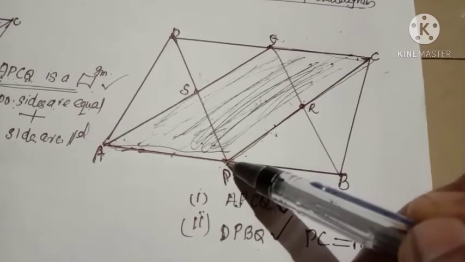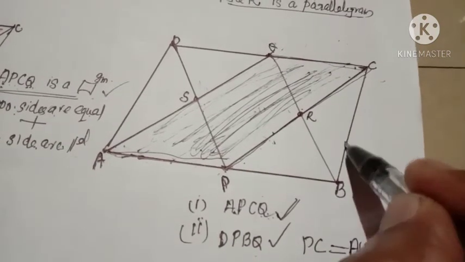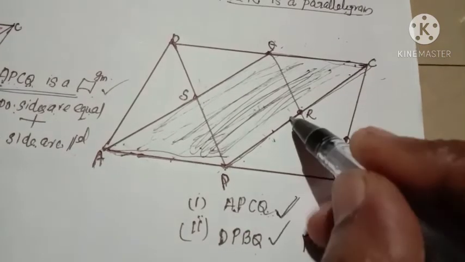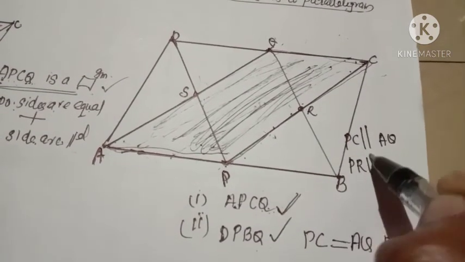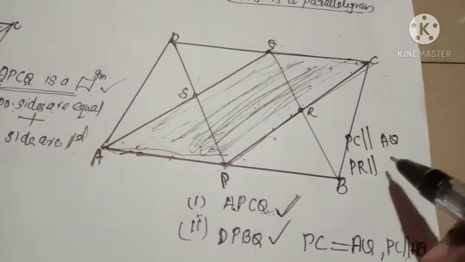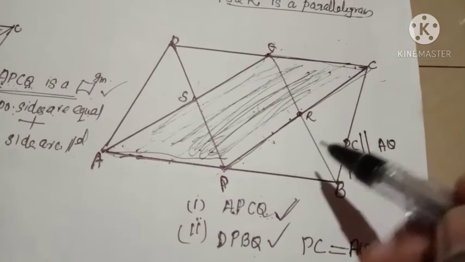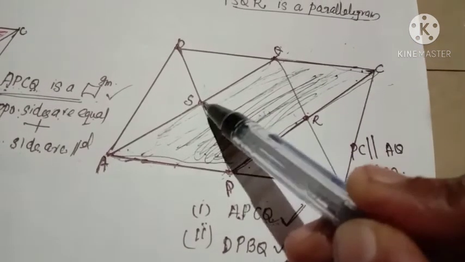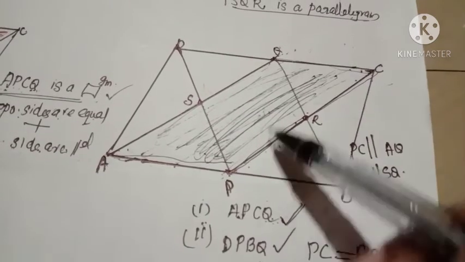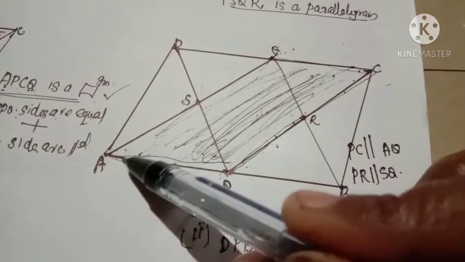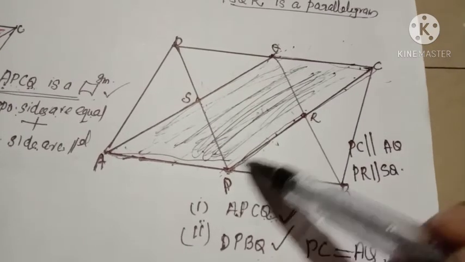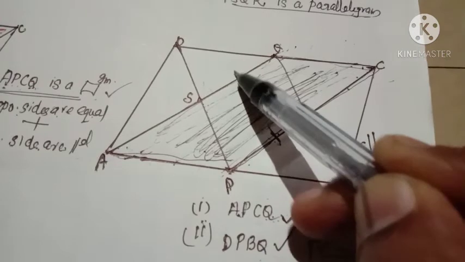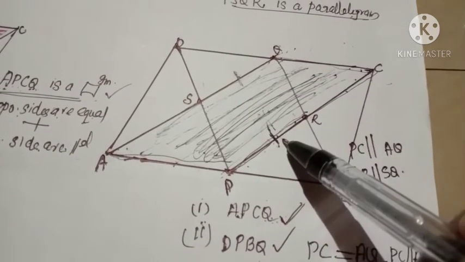PC and AQ are parallel, isn't it? Yes. If PC is parallel to AQ, then PR is also parallel to SQ. Is it correct? Yes, because PR is a part of PC and SQ is a part of AQ. So, if PC is parallel to AQ, definitely PR is parallel to SQ. So, we obtain these two opposite sides are parallel.